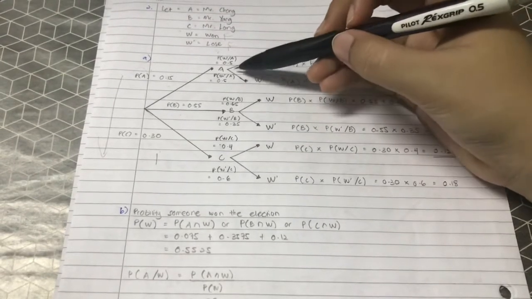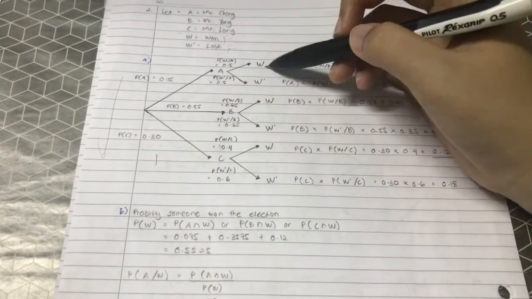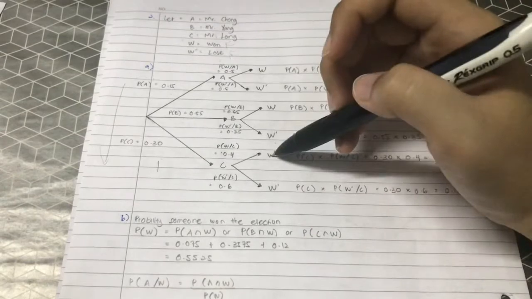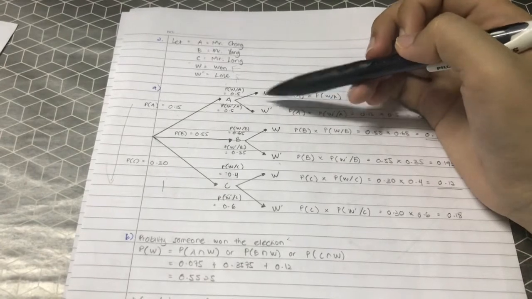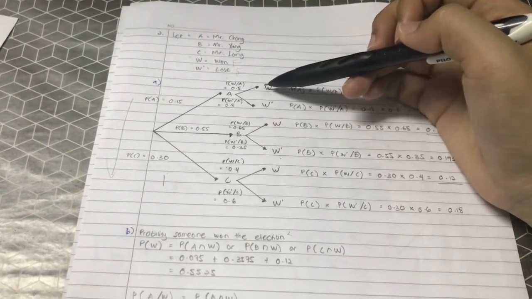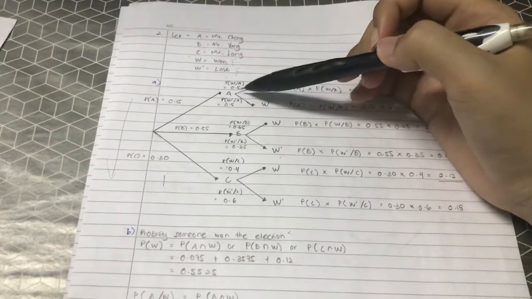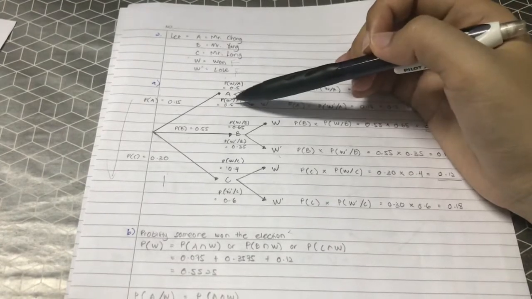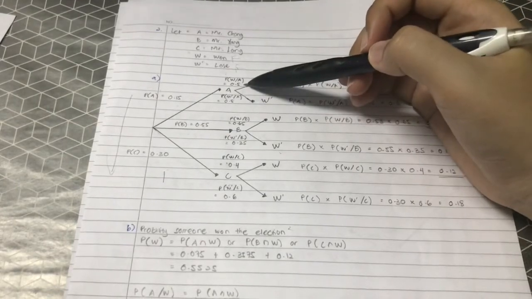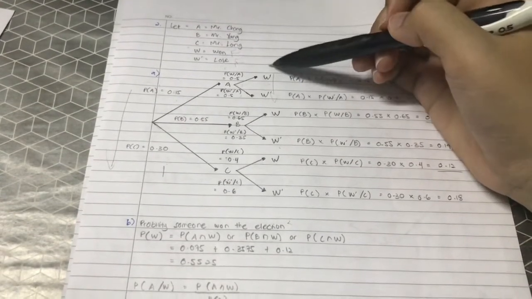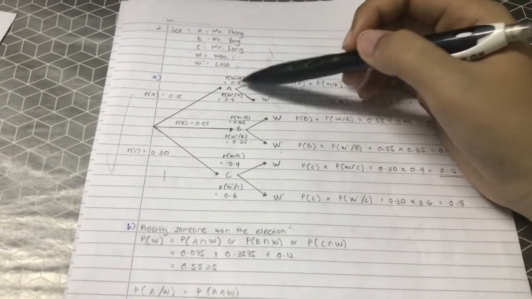section, you must divide it by 2, which is win and lose: A win and lose, B win and lose, and C win and lose. For A, for Mr. Chong, the probability of Mr. Chong to win for this question is 0.5. The probability for Mr. Chong to lose is 0.5 also, because this number plus this number must be 1. So 1 minus 0.5, we get 0.5 also.